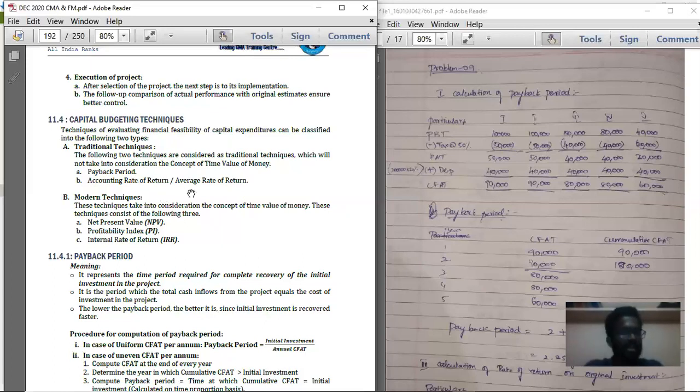Next is accounting rate of return, or average rate of return. The accounting rate of return is nothing but average PAT divided by average investment into 100. PAT means profit after tax. What is your PAT? That is the average PAT. You should add all 12 months' profit after tax and divide by 12. That is the average PAT divided by average investment. The average investment is the investment at the beginning of the year plus the investment at the end of the year, divided by 2. So average PAT divided by average investment into 100 is the average rate of return or accounting rate of return.